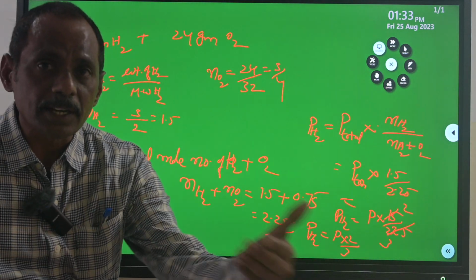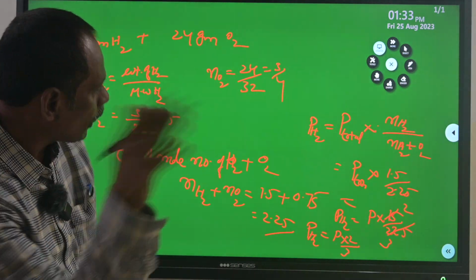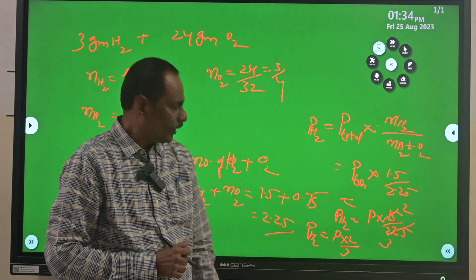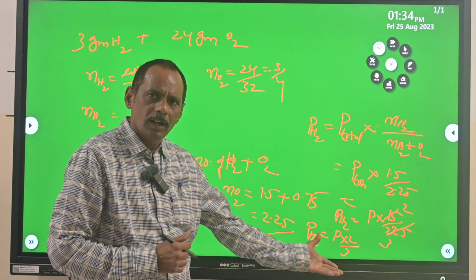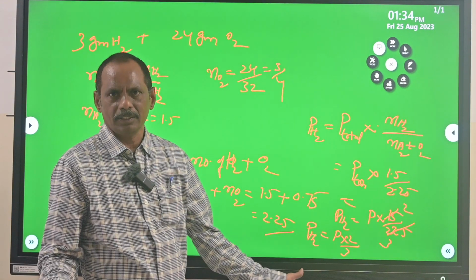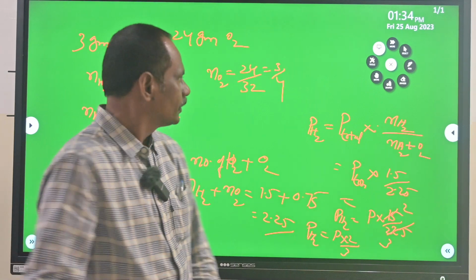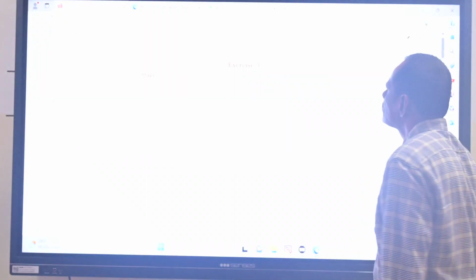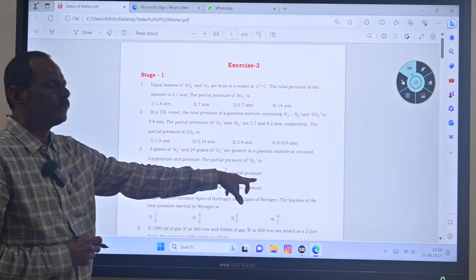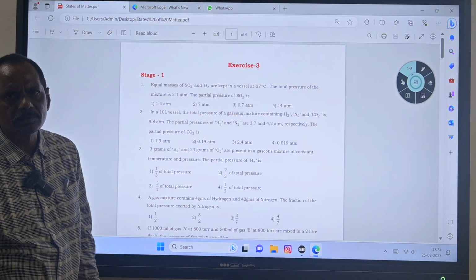So I want to extend the problem. In the question, what will be the partial pressure of oxygen? If the partial pressure of hydrogen is 2/3, the partial pressure of oxygen is 1 minus 2/3. That is equal to 1/3. Yes, check the answer. 3 grams of hydrogen, 2/3 of the total pressure. The second option is correct.